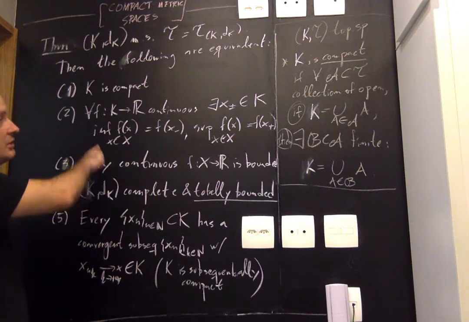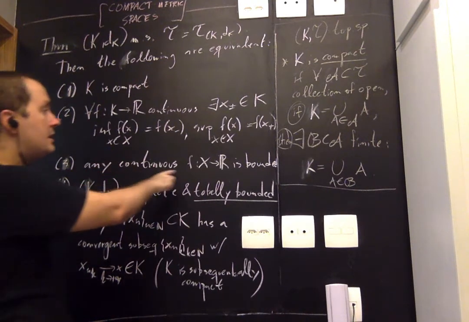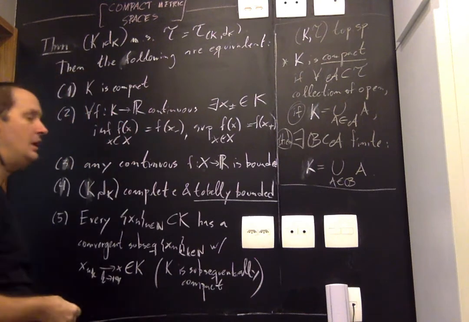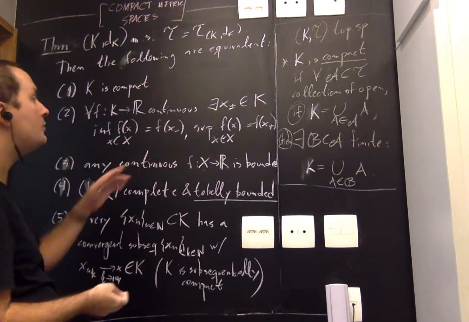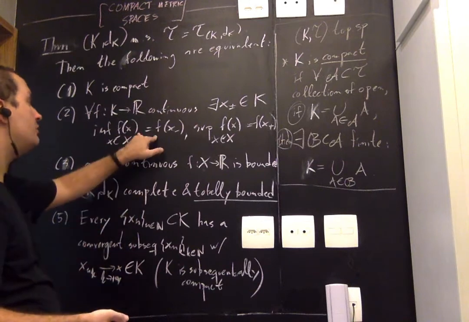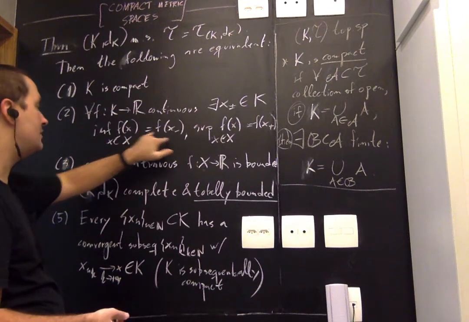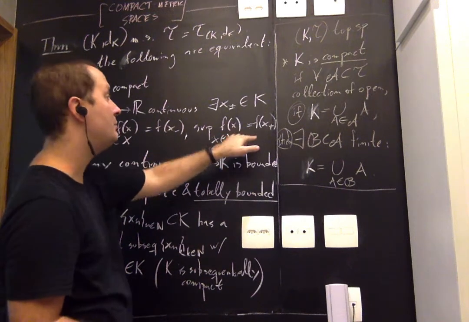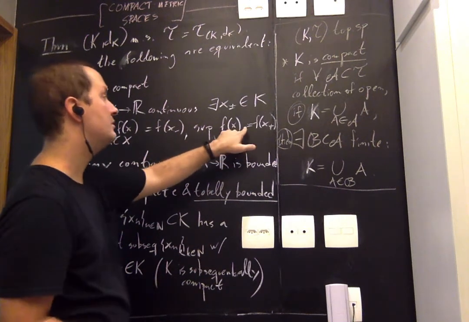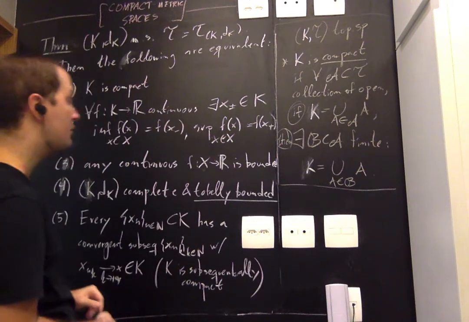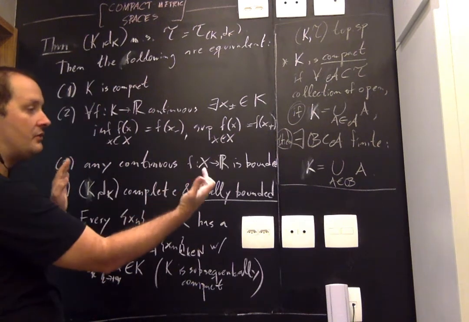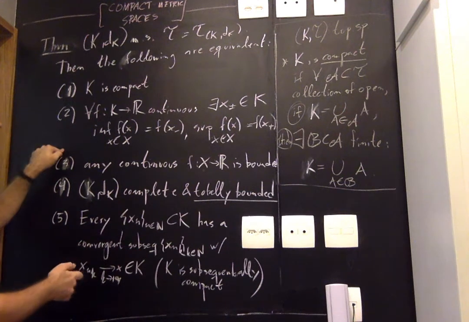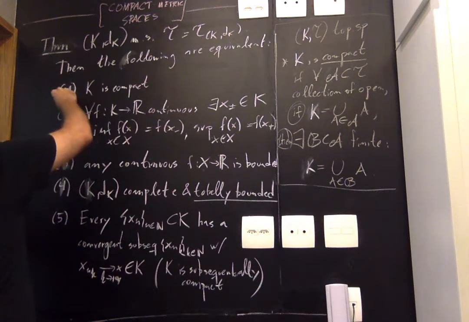Three is actually a consequence of two, that any continuous function from K to R has to be bounded. And that's just saying, okay, if the infimum and the supremum are achieved, the infimum cannot be minus infinity, right? Because it's just the value of the function at some point. And the supremum cannot be plus infinity, because the supremum is just the value of the function at a point. So therefore, the values of f are between two real numbers. They're bounded. So two clearly implies three. Well, let me draw some arrows here.